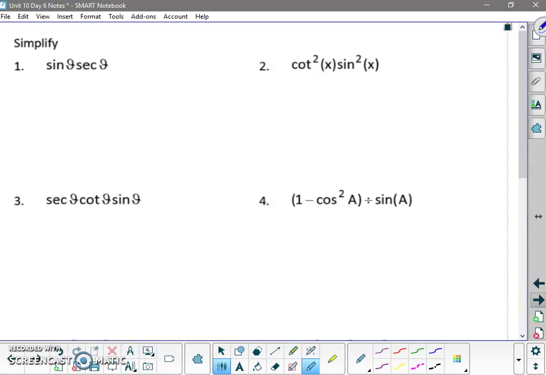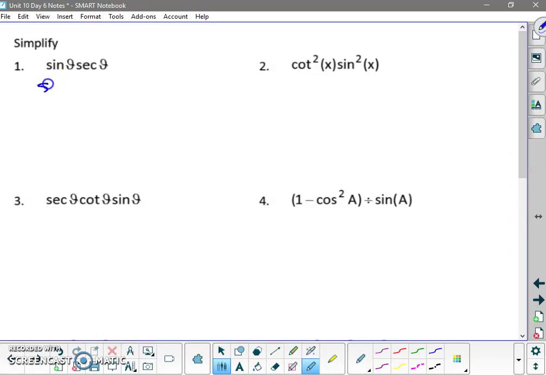Now, before I do this, I just want to remind you guys that we talked about in our notes all your reciprocal functions, your rational functions, and your Pythagorean identities. So the goal is to try to rewrite all of the tangent, cotangent, secant in terms of sine and cosine, and then perform the operations. Start right here with number 1.